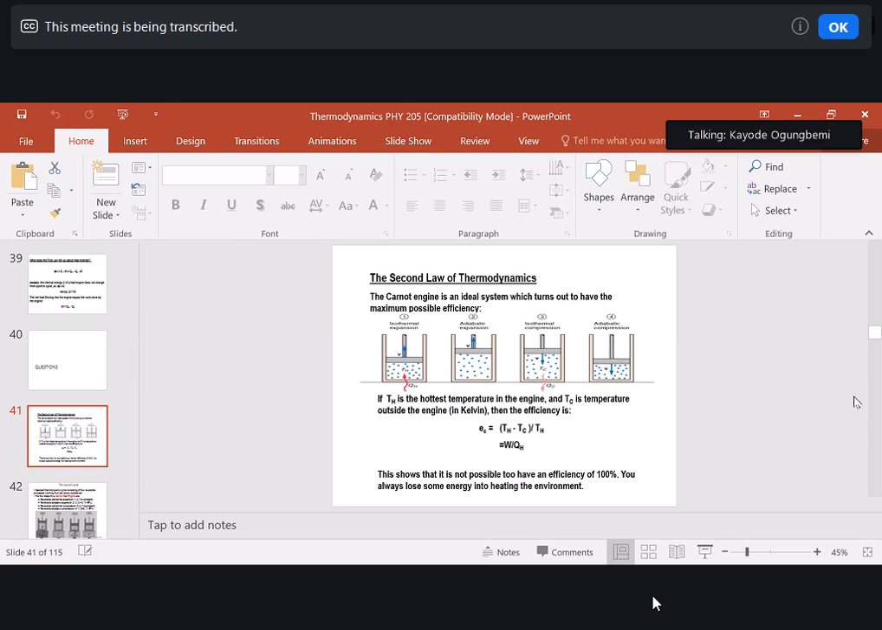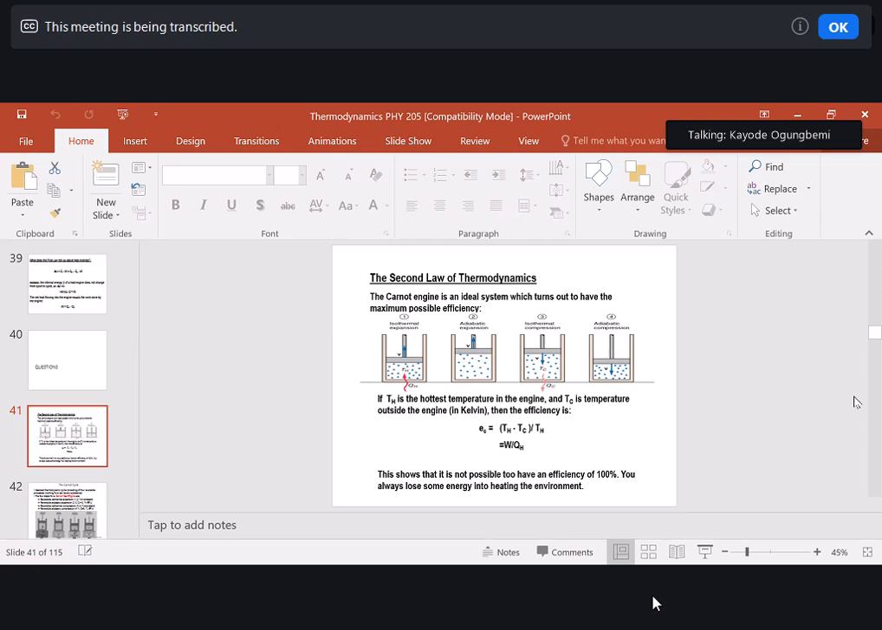The third process is when the compression happens, when you compress the system at a constant temperature, and we refer to that as isothermal compression. And we also have adiabatic compression also. So let's take it now.